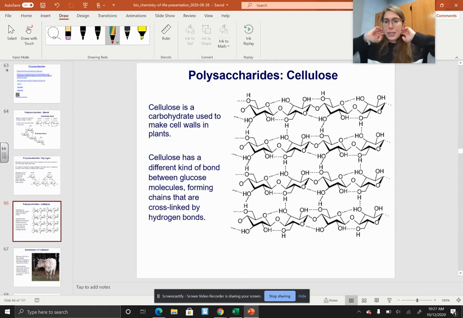And finally, cellulose. Cellulose is crazy. Cellulose is what makes up the cell wall in plant cells. Plants don't have skeletons, okay? The only thing keeping them up is this cellulose that forms the cell wall. It has a different kind of bond between the glucose molecules, and it forms these chains that are cross-linked by hydrogen bonds. That provides the super rigid structure which plants need in order to grow upwards.